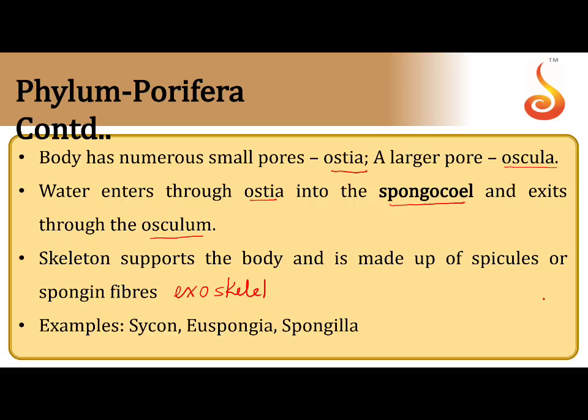What is exoskeleton? It is mainly for protection outside the body. Since we understand Porifera is sedentary, to save itself from all predators, it has spicules around. These spicules are nothing but spongin fibers. It is either silicon derivative or calcium derivative. Some of the examples are Sycon, Euspongia and Spongilla.